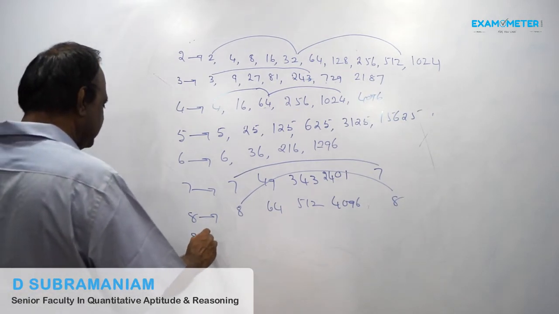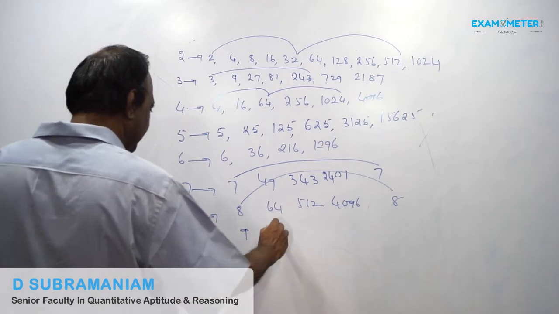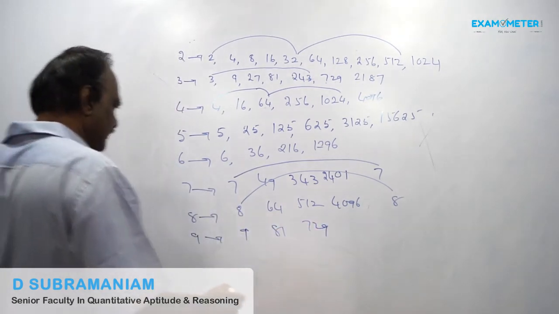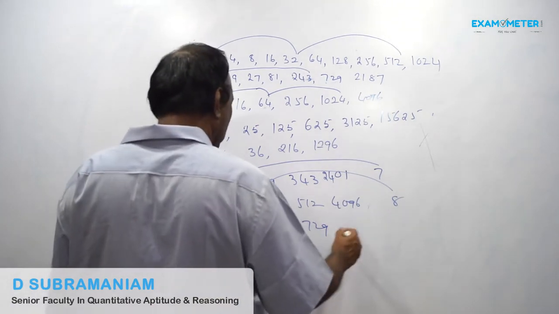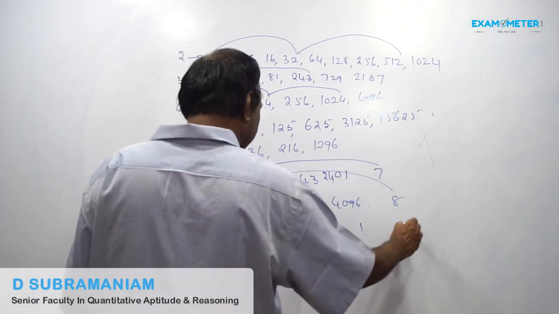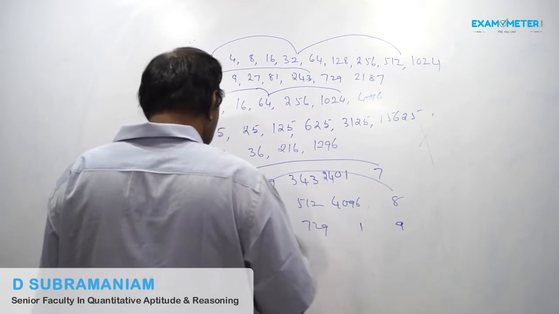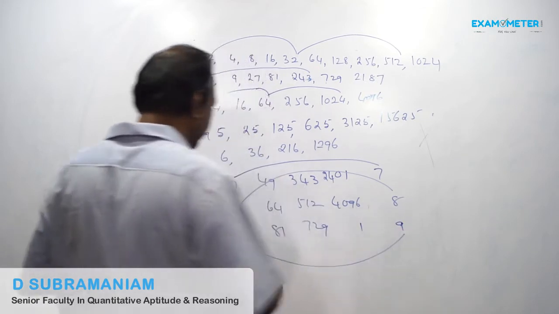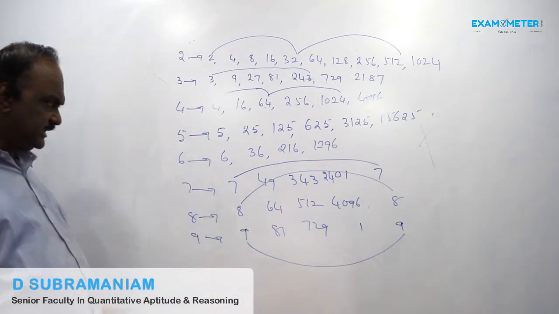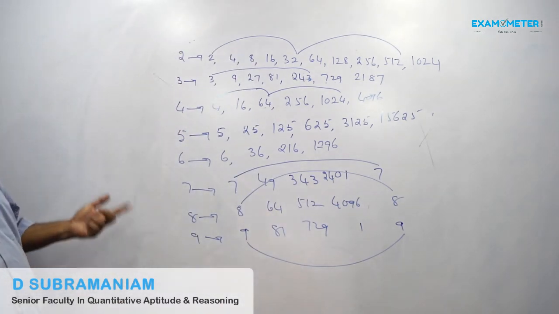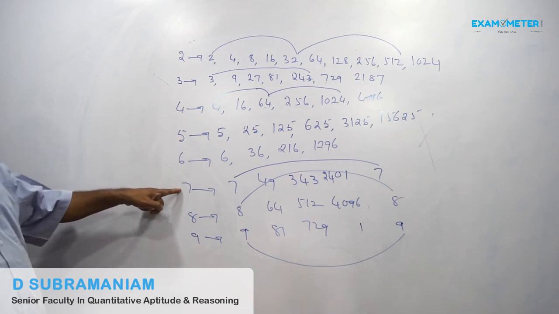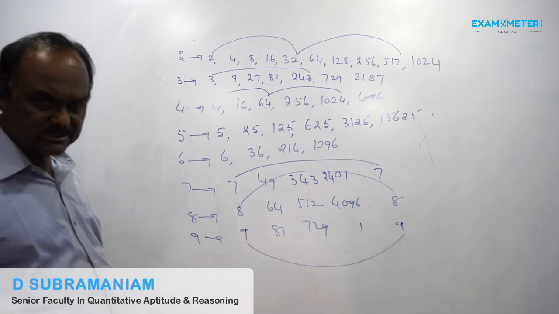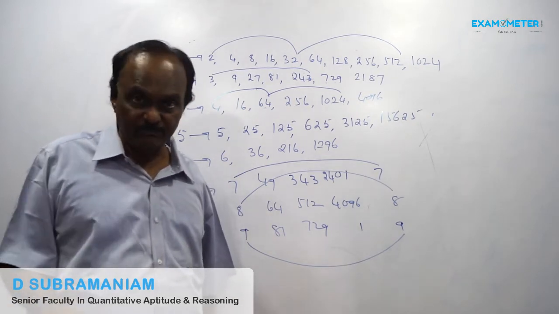Now for 9 series, 9 square, 9 cube, then 9 power 4, 9 power 5. So after every 4 places, the unit place is the same. So for 2 series, 3 series, 7 series, 8 series, 9 series, after every 4 places, the unit place is the same.